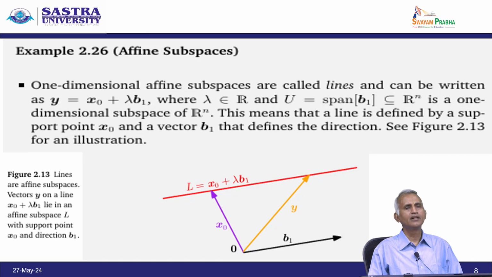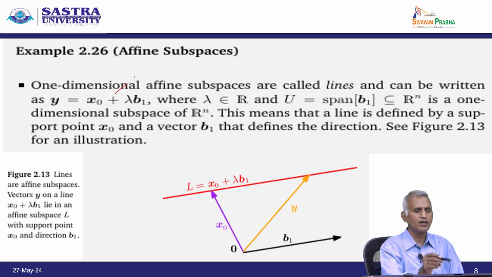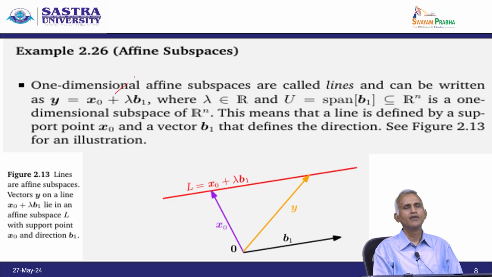Now, we have an example. A one-dimensional affine subspace is called a line and can be written as y equal to x naught plus lambda b1, where lambda in R is a scalar and U equal to span of b1 in R power n is a one-dimensional subspace of R power n. So, this means that the line is defined by a support point x naught and a vector b1 that defines the direction, as in figure 2.13.